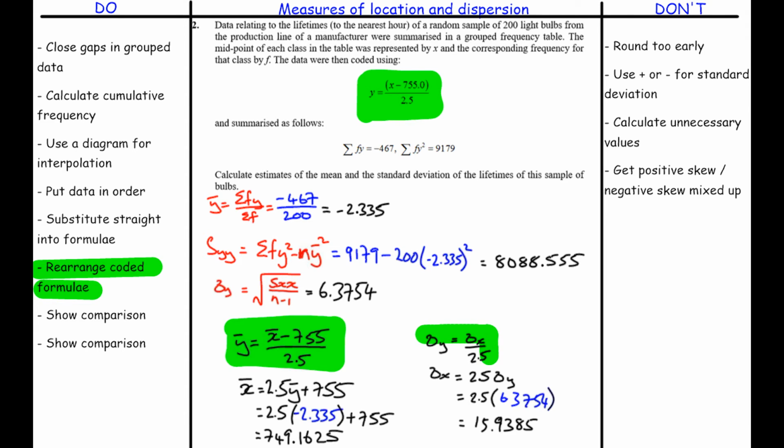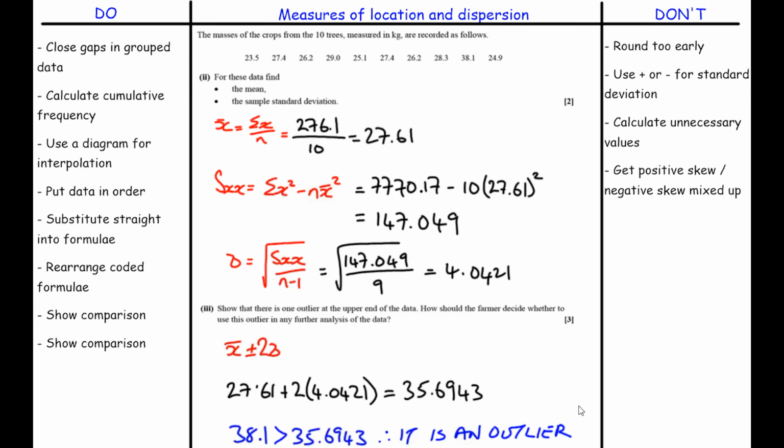Similarly, I wrote out the coding formula for the standard deviation, remembering that addition and subtraction have no impact on the standard deviation when it comes to coding. So from there, I rewrote the equation, and then once again, I substituted in to get to my final answer. With coding questions, make sure that you rearrange the coded formula to make the original value the subject. Okay, so a couple of things to point out on this one.